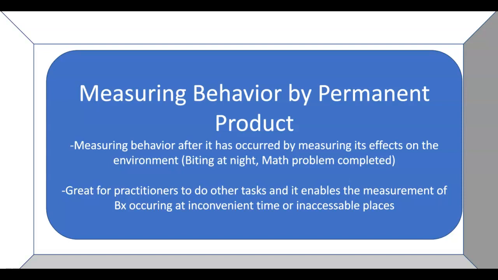Of course, it's great for practitioners to do other tasks, and it enables the measurement of behavior occurring at inconvenient times or inaccessible places. So you still can measure some behaviors if you're unable to observe them directly, if there's an effect on the environment that can be seen afterwards. And that's what we call permanent product.